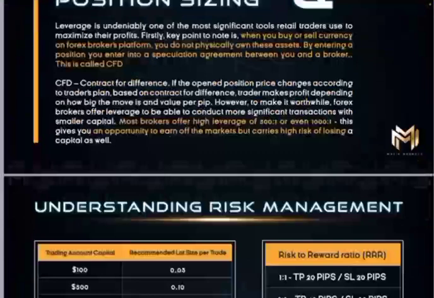The broker tells you, okay, we agree with you. We will allow you to open that position, and if you are right, you will be rewarded. If the price of the open position changes according to what you've anticipated and analyzed during technical analysis and considered in fundamental analysis, then based on that contract for difference, you make a profit depending on how big the move is, and it is calculated in pip value.